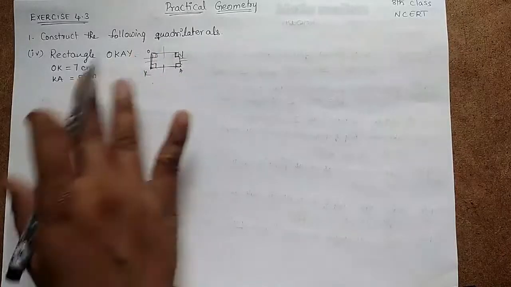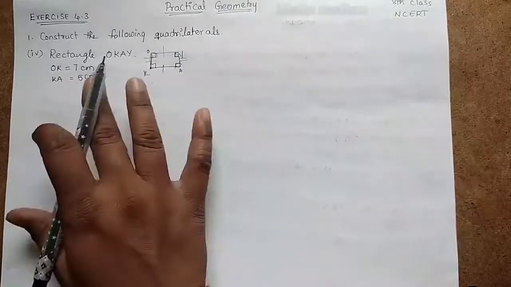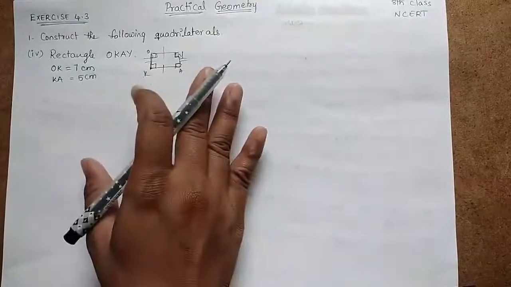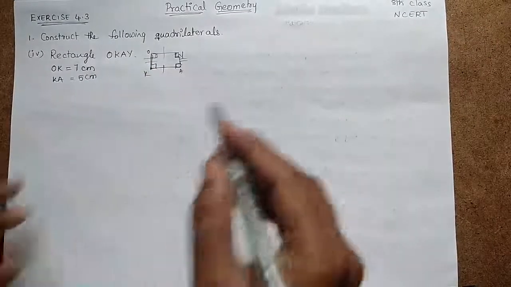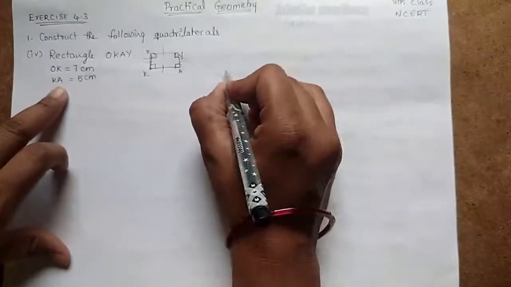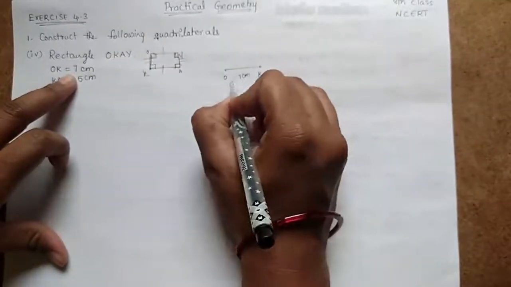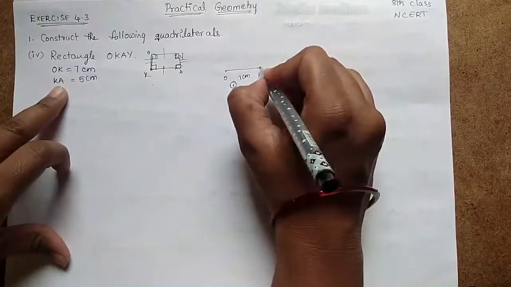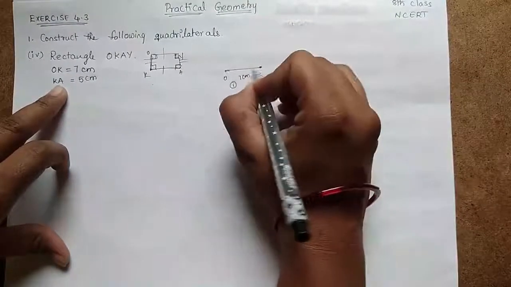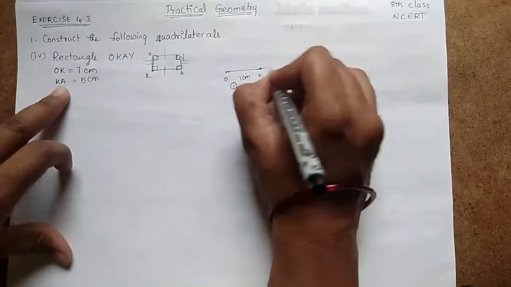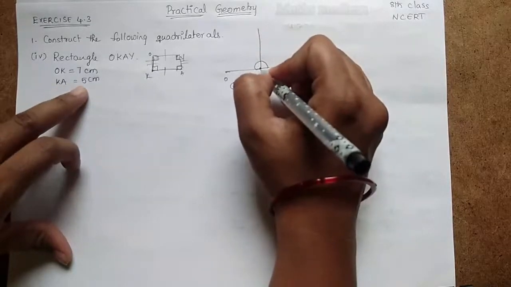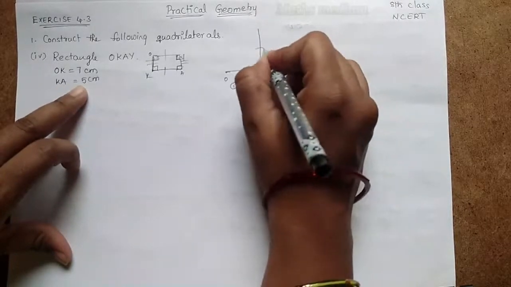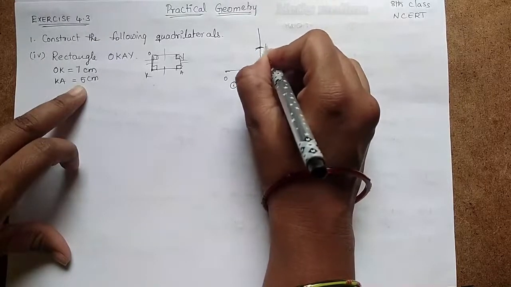Before going into the construction of a rectangle, we have to make a rough sketch of the rectangle. Then we will get a better picture of the construction of this quadrilateral. So let's move into the rough sketch. Take step 1 as the base, that is OK, 7 centimeters. And KA: we don't have an angle given here, but we know a right angle is 90 degrees. Put a protractor and make 90 degrees. Then take 5 centimeters with the help of a compass and make an arc. This is the point A.